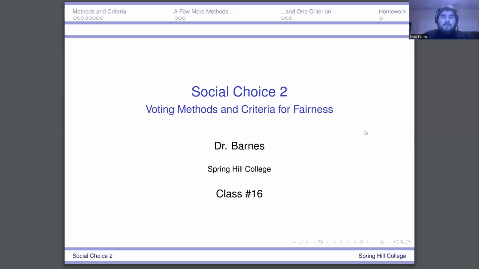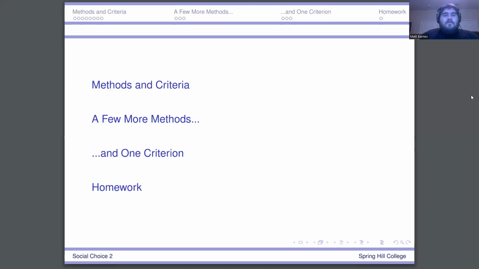We have our second entry in our voting unit here. Last time we spent a bit of time talking about one very basic voting method and how our voting system is going to work when we're discussing this in the class, talking about preference ballots and things like that. So what I want to do in this one is take a look at a couple more ways that we can determine who wins a vote like this.